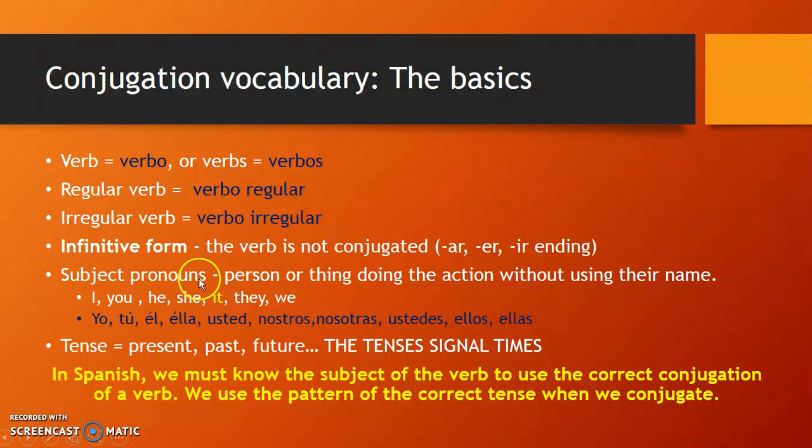We also have the subject pronouns. I believe you already studied this in Spanish 1. This is a person or a thing doing the action without using their names. So in English, we have I, you, he, she, it, they, we. And I put it in yellow because in Spanish, we have to use gender. So it's not a neutral verb. So yo, tú, él, ella, usted, nosotros, nosotras, ustedes, ellos y ellas. And a quick note is that the two L's in English sound like ya. So think of yellow, ya, ella, okay?